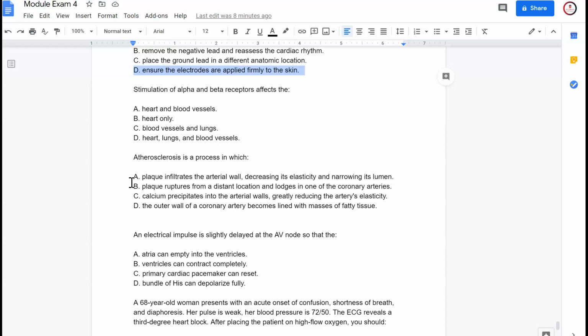Stimulation of the alpha and beta receptors affect what part of the body? Heart and blood vessels, heart only, blood vessels and lungs, or heart, lungs, and blood vessels? Your whole body. Heart, lung, and blood vessels.